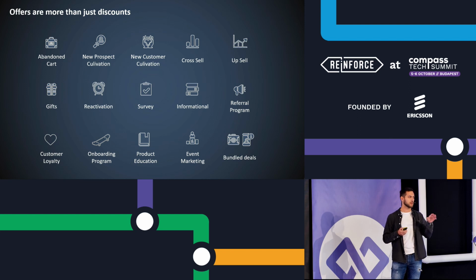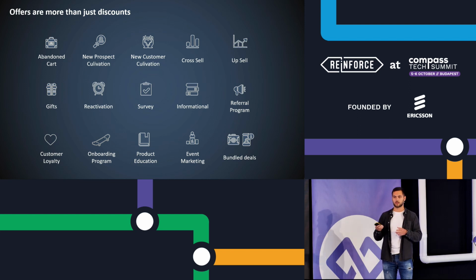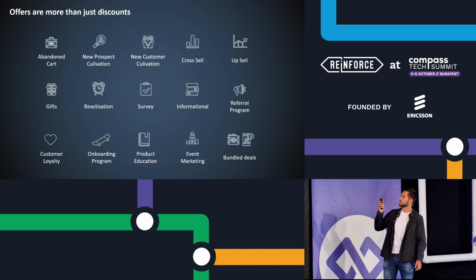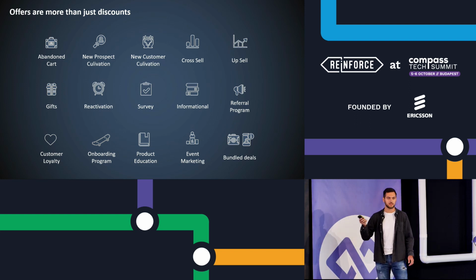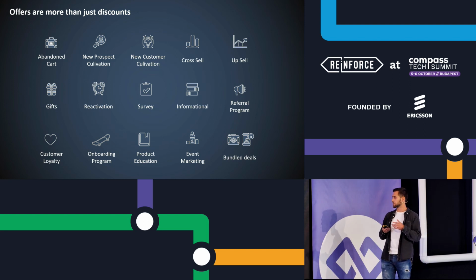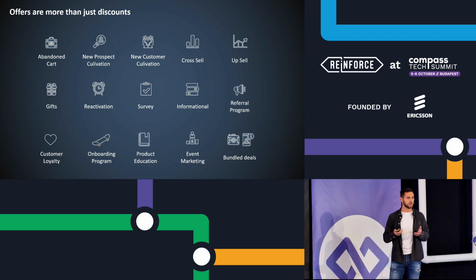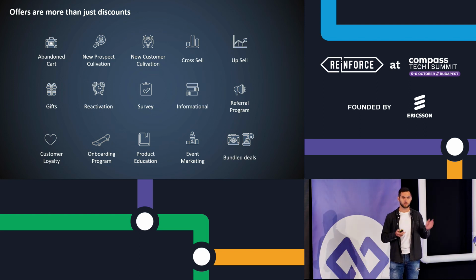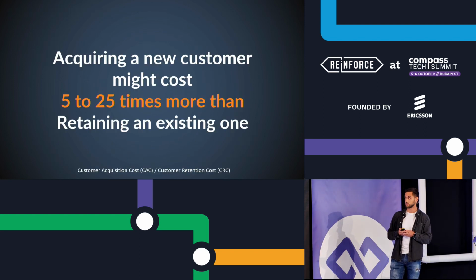So you put something in the cart on the website, and then you just didn't buy for now, and you will get the email, hey, come back to us, you have something in the cart. So we have cross-sell, upsell, service, gifts, reactivation things, onboarding programs, event marketing, bundle deals, so many marketing activities. Why do we have so much? And this is just several of them. There are hundreds of different marketing campaigns.